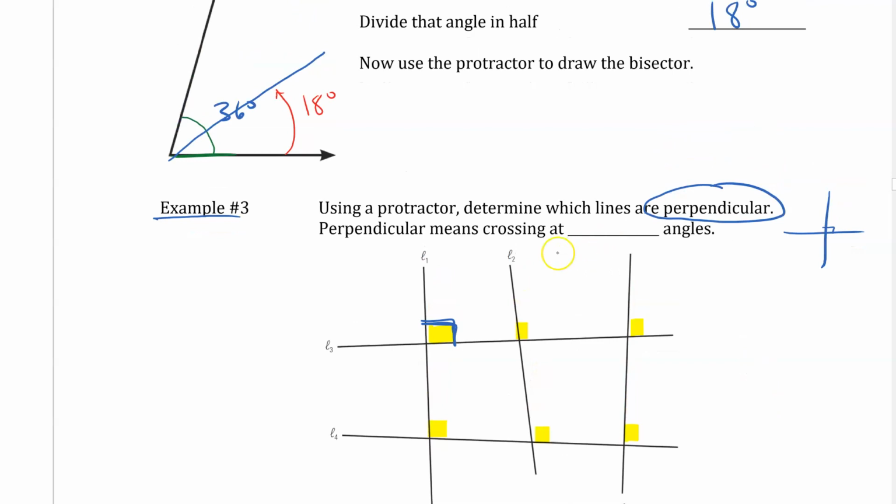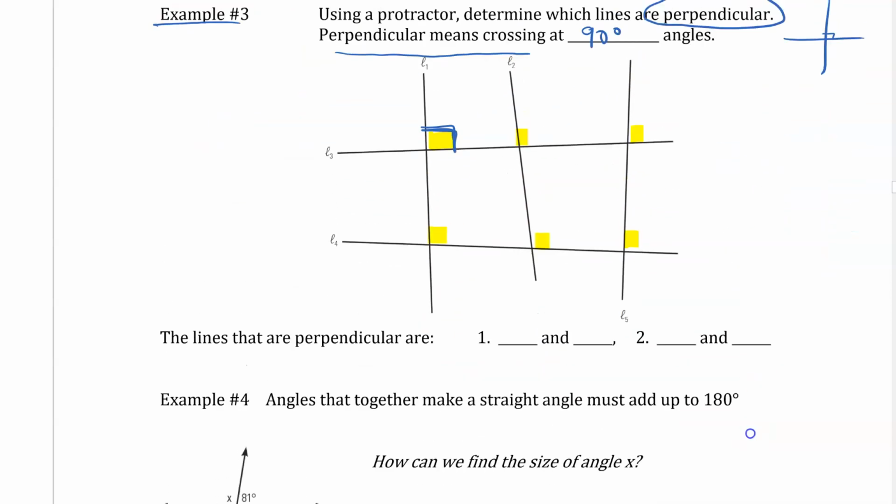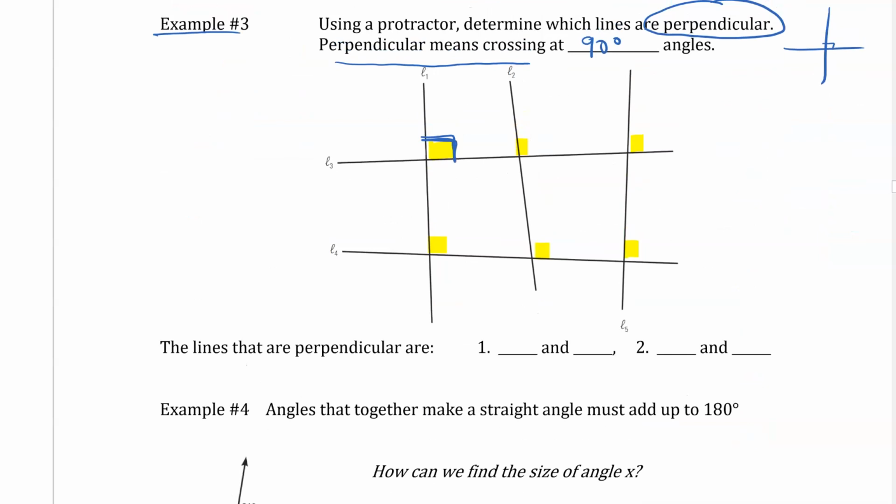Perpendicular, I should fill in this blank. Perpendicular means crossing at 90 degree angles. Okay. The lines that are perpendicular are, I guess it would be L1 and L3. Oh, and is there another set that are perpendicular? I'm thinking maybe L4 and L5 as well. So you can measure that.